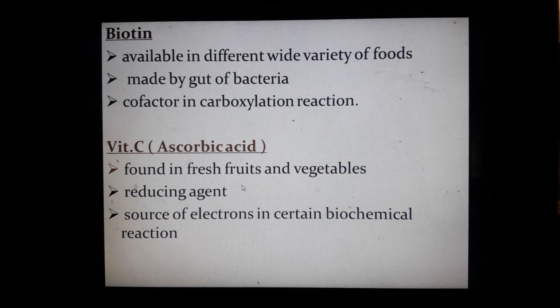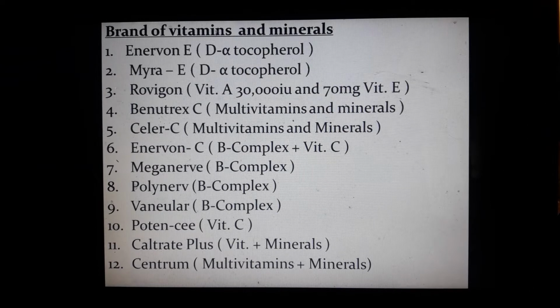We have vitamin C that is found in fresh fruits and vegetables. Your oranges, guava, and mango are also rich in vitamin C. It is a reducing agent, a source of electrons in certain biochemical reactions. So this is an example of the brands of vitamins and minerals that are available in the market. Okay? As medical practitioners, doctor, nurse, and of course pharmacy, you have to be familiar with the different vitamins that are available in the market. Okay?